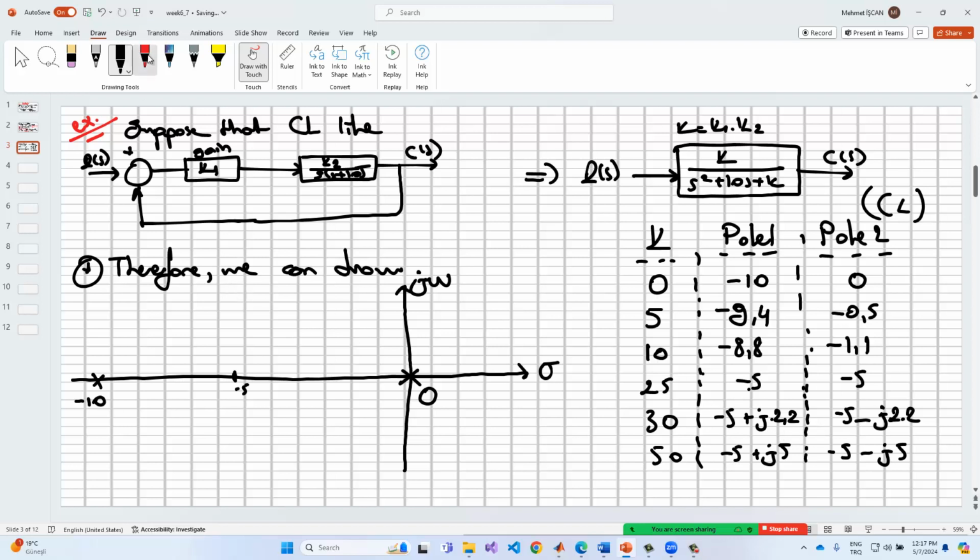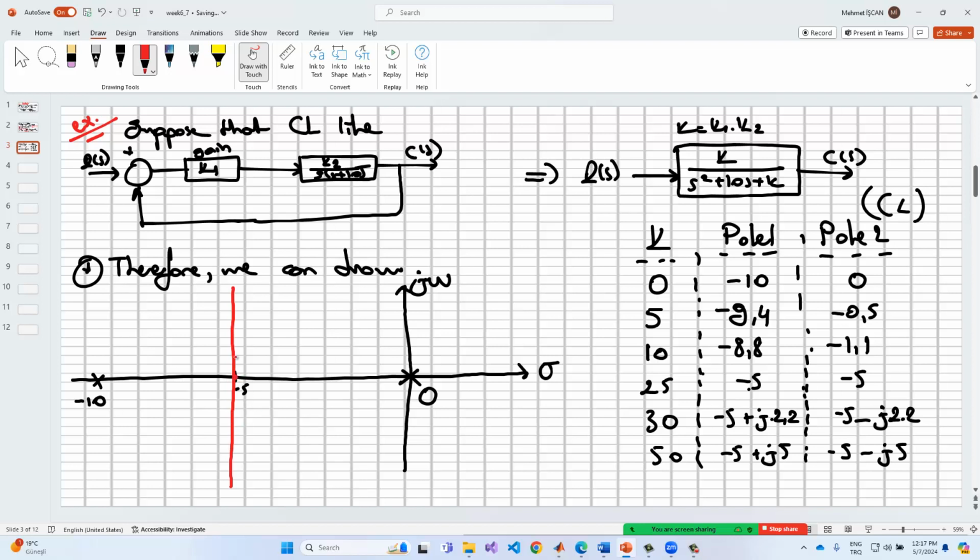If this is the case, then we can draw this line here at minus 5, because if we increase the K value here, then we increase the imaginary part, or the oscillation part, of the graph, just like this one.